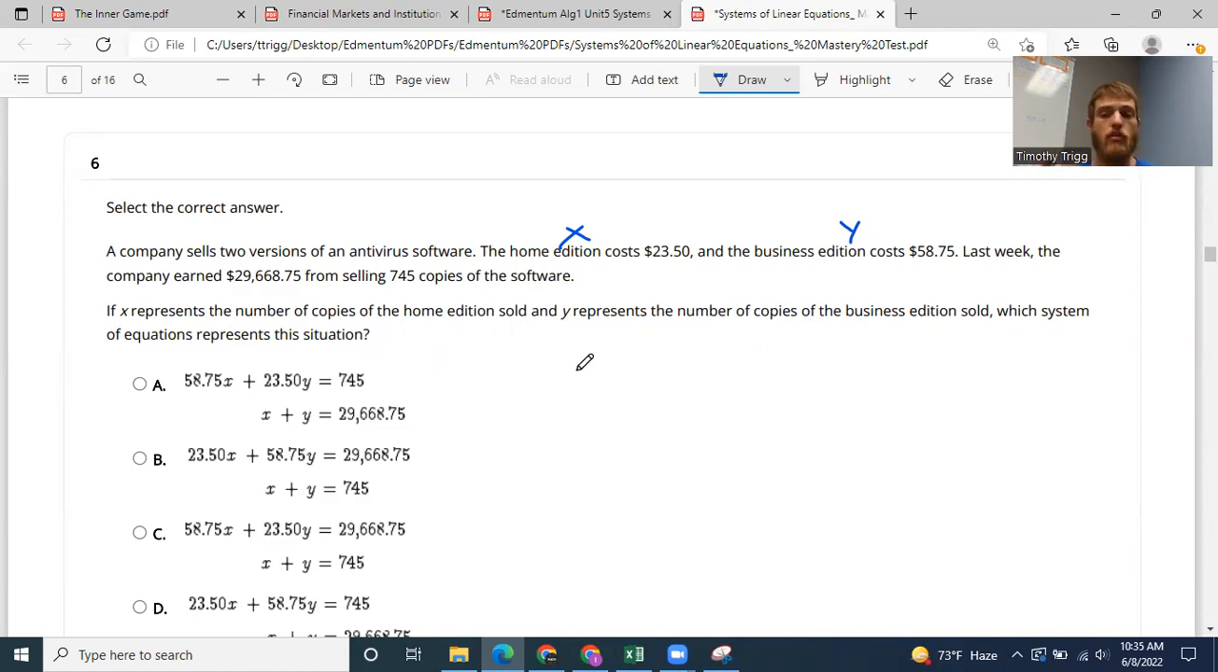So we're going to create two equations. One of them has to do with the money, and the other one has to do with the quantity. So in this case, they sell the home edition, $23.50 times the number of home editions, so times X, plus they earn $58.75 times the number of business editions they sell. Should this give you the amount of money they earned, or should this give you the number of copies?